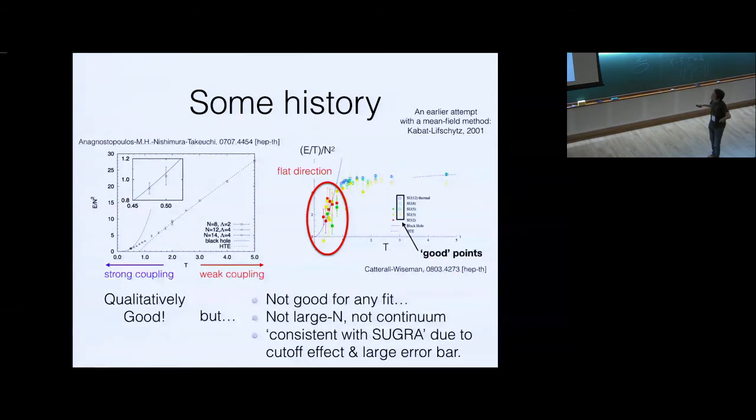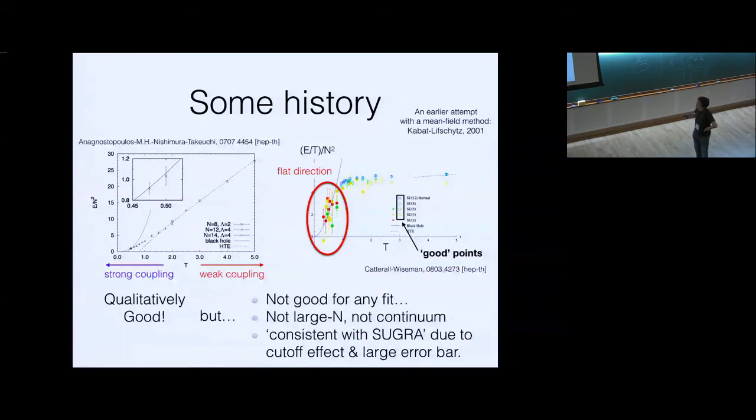We can see it's going close, but we cannot really claim quantitatively that this low temperature behavior predicted from gravity is reproduced. We cannot do any numerical fit. And also, we didn't take large n. Our largest n was 14 at the time, and we didn't even take the continuum limit.